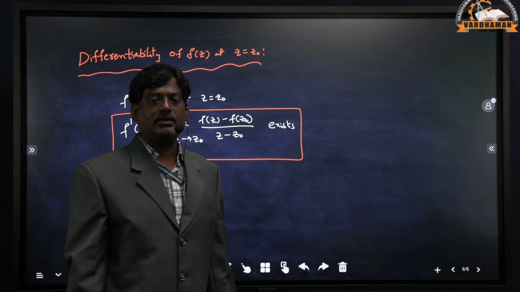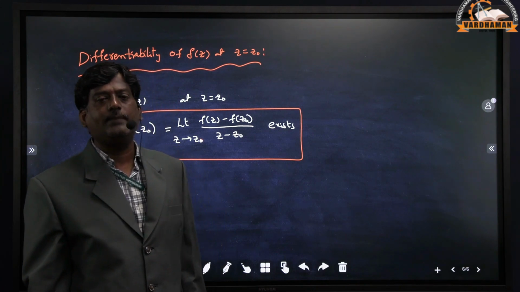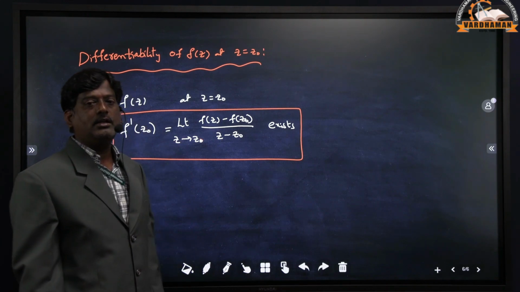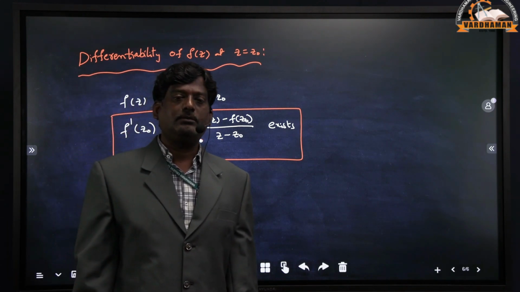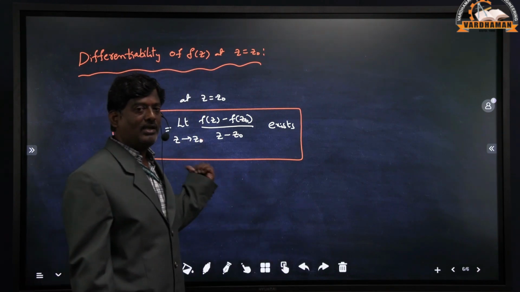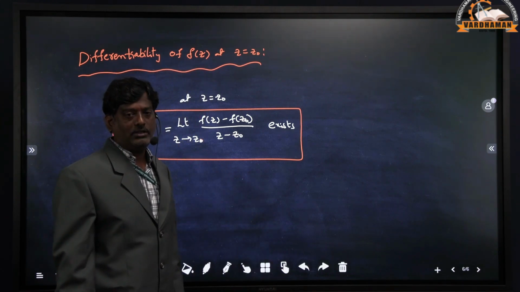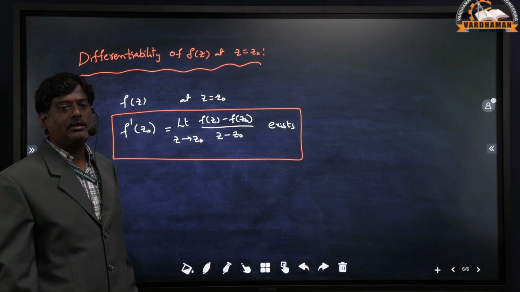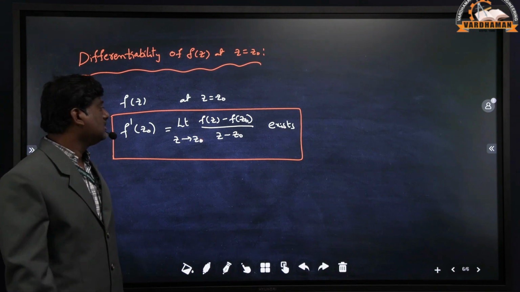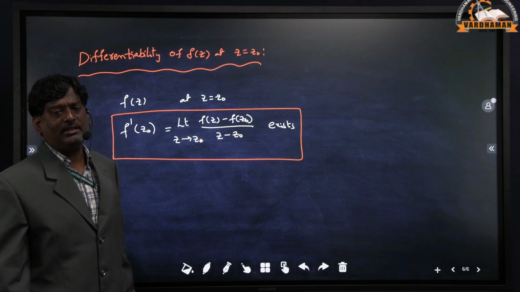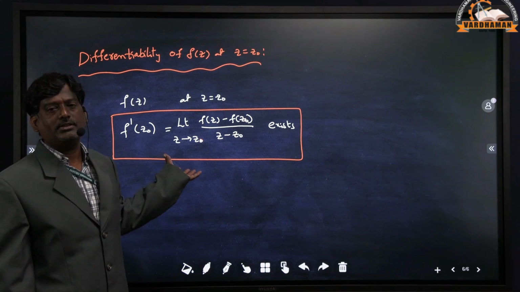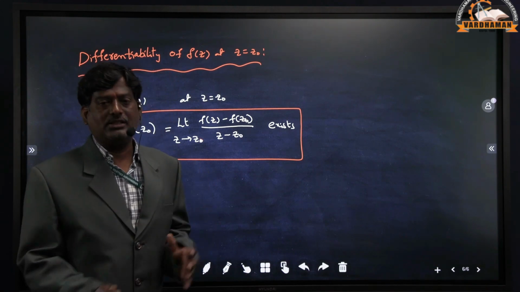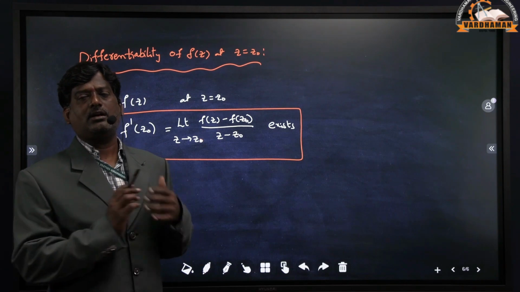The derivative of the function f of z at a point z equal to z naught is denoted by f dash of z naught and is defined as f dash of z naught is equal to limit z tends to z naught, f of z minus f of z naught by z minus z naught. If it exists, you can say the function is differentiable at a point z equal to z naught. Symbolically we write f dash of z naught is equal to limit z tends to z naught, f of z minus f of z naught by z minus z naught. This is the differentiability of a complex function f of z at a point z equal to z naught.